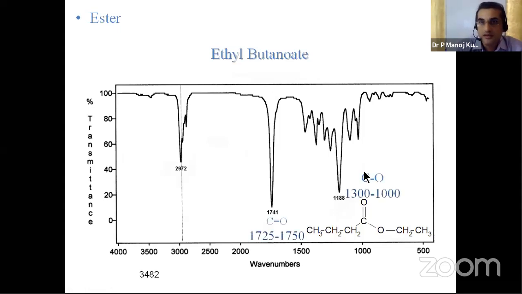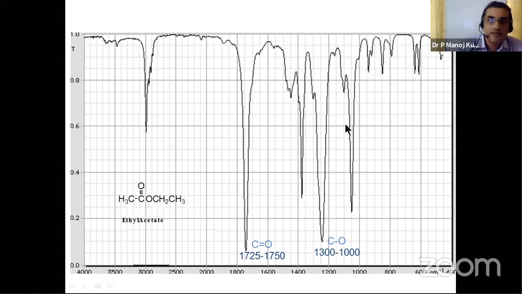See here, 1000 to 1300. You can remember just one value, around 1100. That will serve the purpose. Around 1100, but this range I had given you, that's all. You will get a peak, an intense peak. See here, the intensity of the C single bond O. C double bond O, you see here.